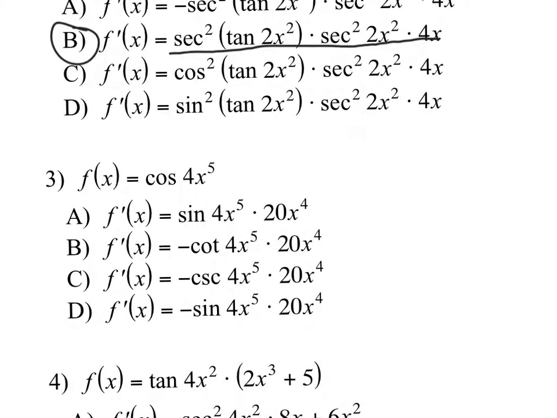For number 3, we've got cosine of 4x to the 5th. That's going to be negative sine of 4x to the 5th multiplied by 20x to the 4th.